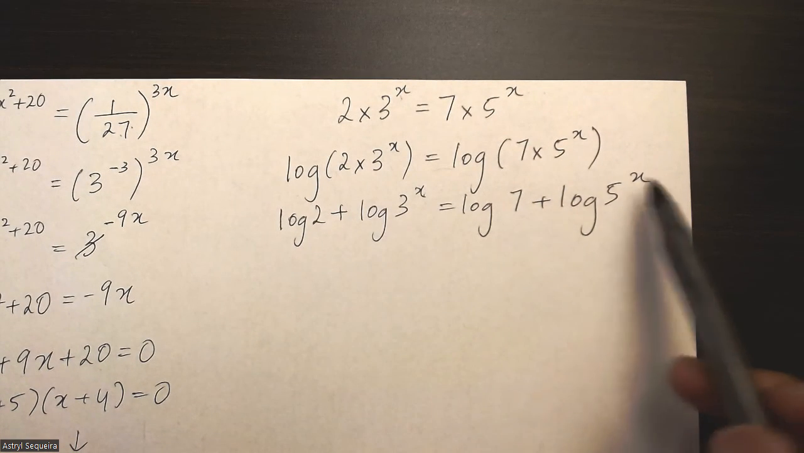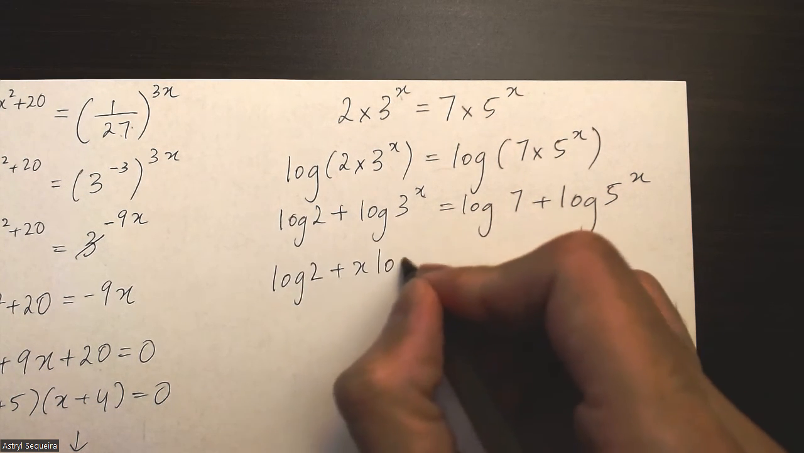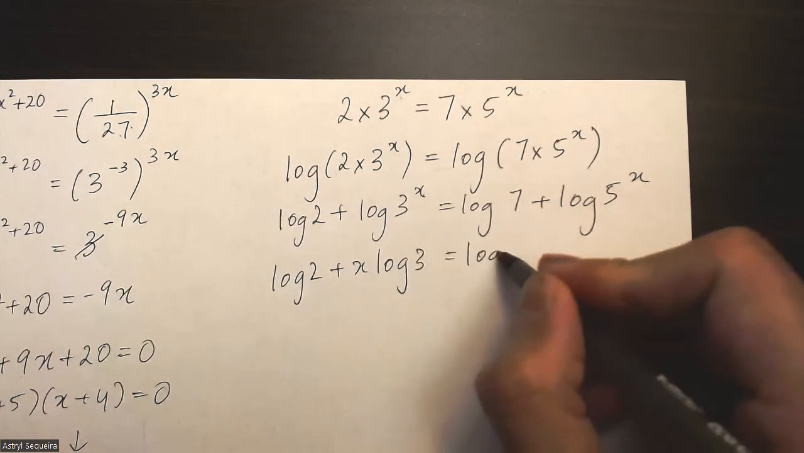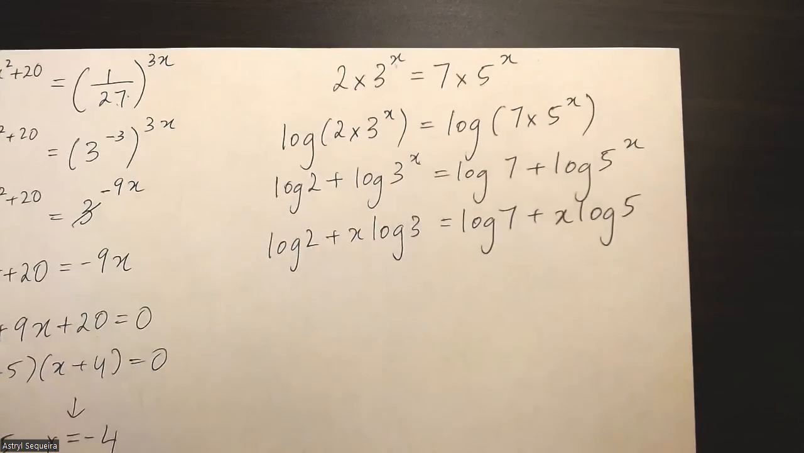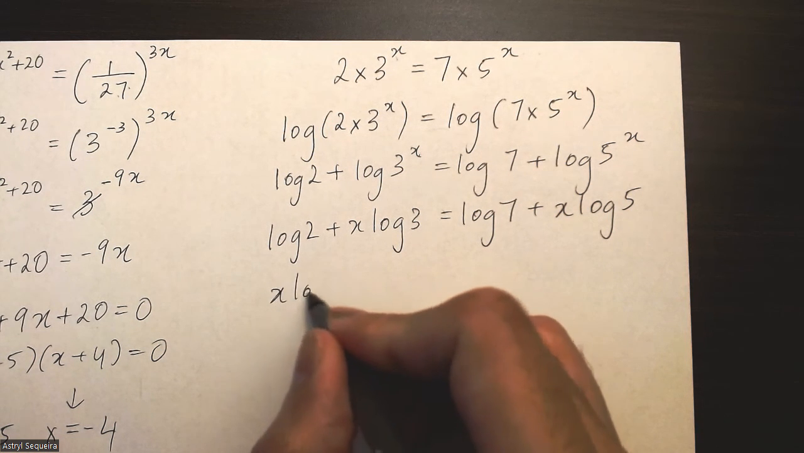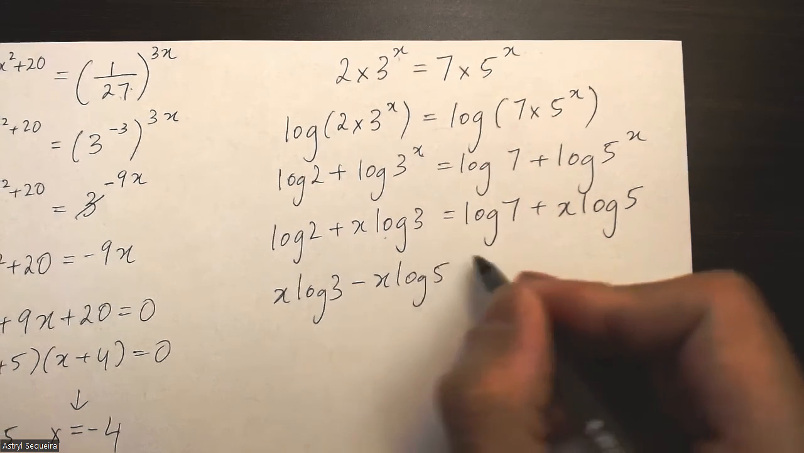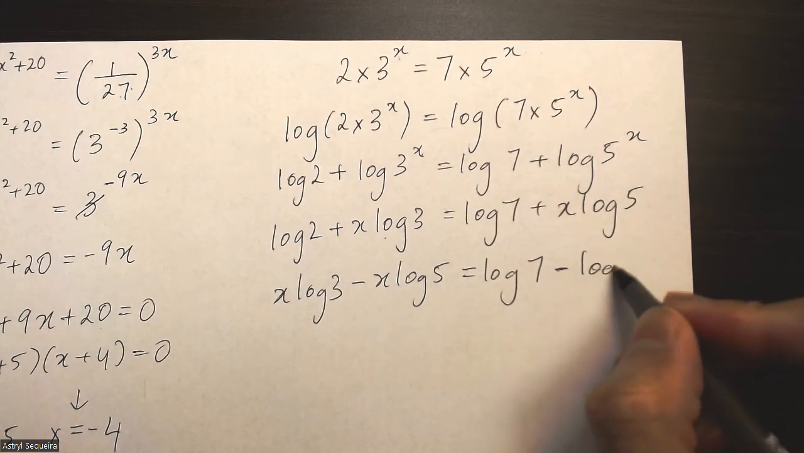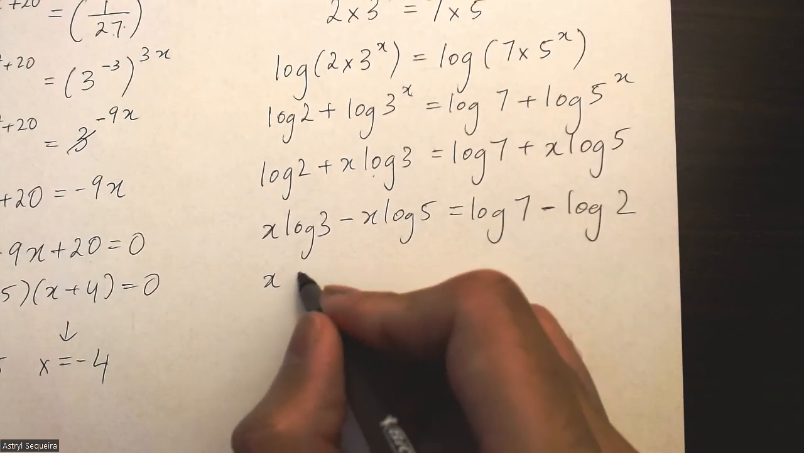Then I'll bring my exponents down. That's the whole reason I logged both sides. Now we have x in an exponent and you can't get rid of the bases. You want to always log both sides so that you can bring your exponent down using log rules. Then I'll bring the x terms to one side and the log terms to the other side. So x log 3 minus x log 5 equals log 7, and I'll move the log 2 as well, so minus log 2. Then I'll just common factor out an x here.